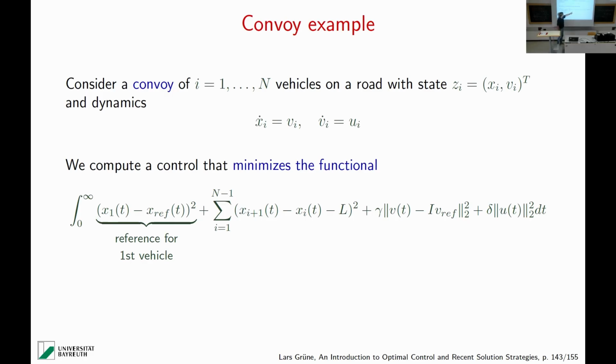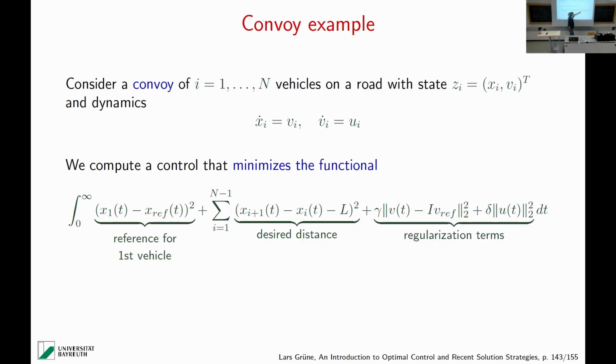The second term penalizes the distance. So whenever the distance between two cars is not capital L, this is a positive term. When they have the right distance, capital L, this will vanish. And these are some regularization terms to make sure that all the matrices that we write down are positive definite, so that we can apply the Riccati theory to solve the problem. But if you choose gamma and delta small, they will only mildly influence this. So these are the terms.